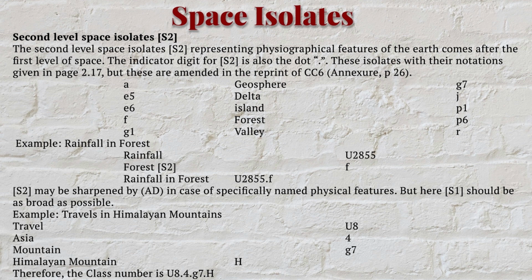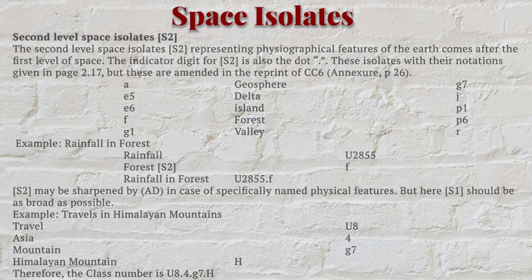But here, the first level space isolate should be as broad as possible. Such as we can see in the example, travels in Himalayan mountains, travel U8. Here Asia is denoted by 4 and Himalayan mountain is arranged in the continent Asia. Therefore, the class number is U8, then space Asia 4.4 G7 for mountains, and then alphabetical device brings H for Himalayan.